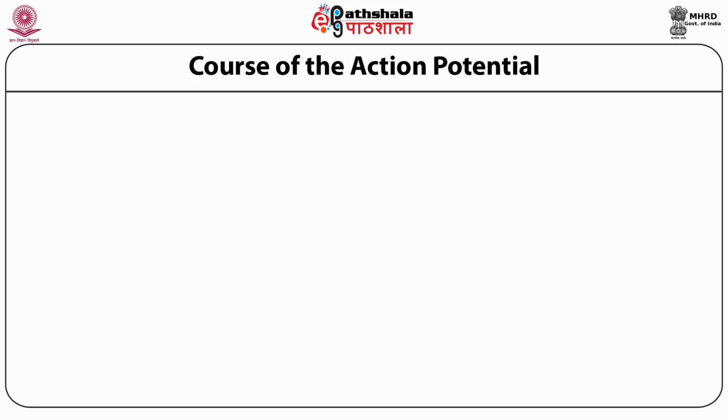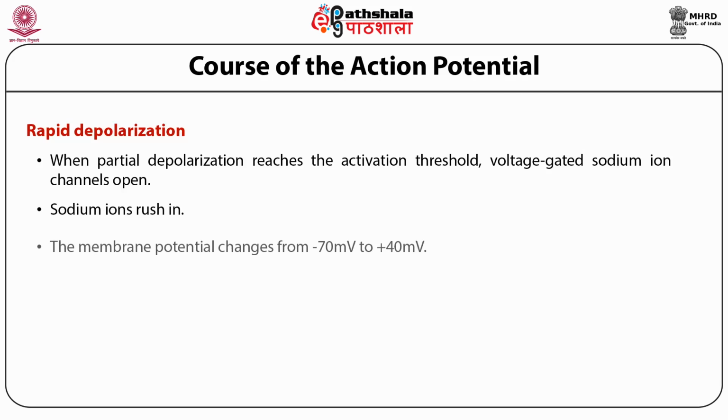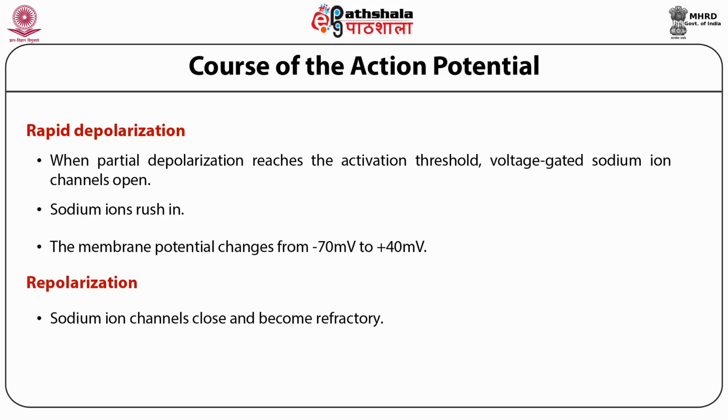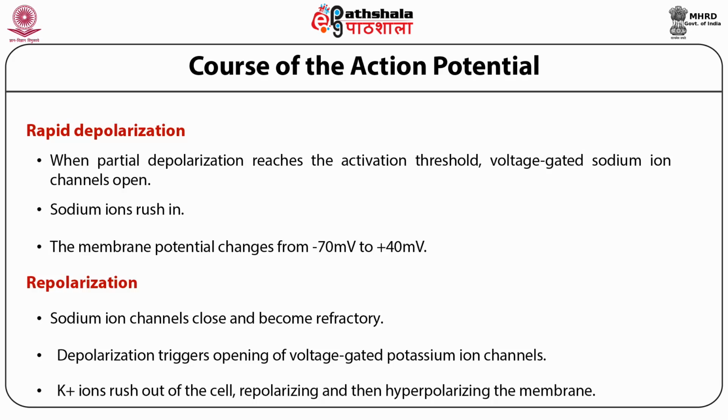Course of the action potential. The first one is rapid depolarization. When partial depolarization reaches the activation threshold, voltage gated sodium channels open and sodium ions rush in. The membrane potential reaches plus 40 millivolts from minus 70 millivolts. Then repolarization. Sodium channels close and become refractory. Depolarization triggers opening of voltage gated potassium channels. Potassium ions rush out of the cell, repolarizing and then hyperpolarizing the membrane. That time you saw the undershoot, that was hyperpolarization.